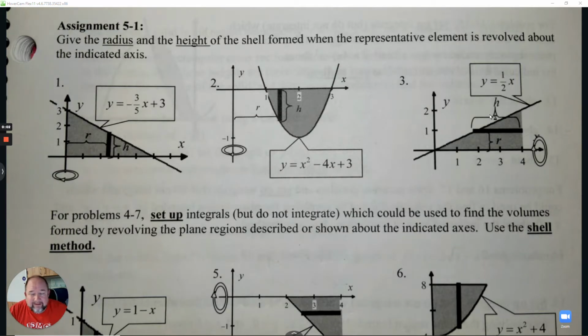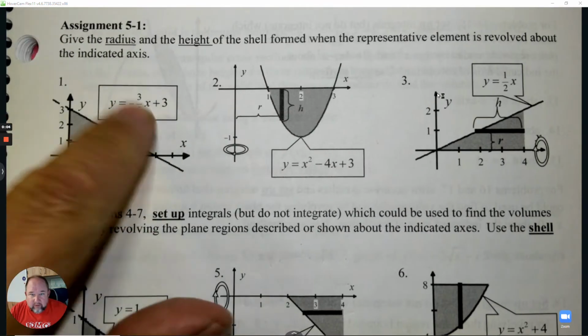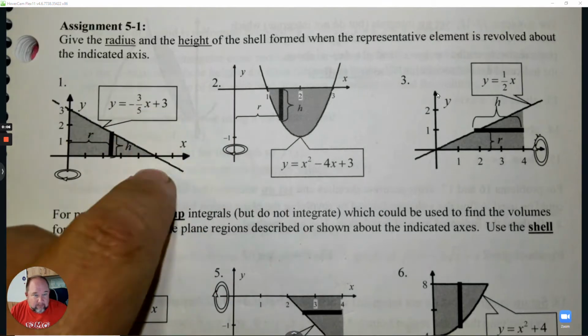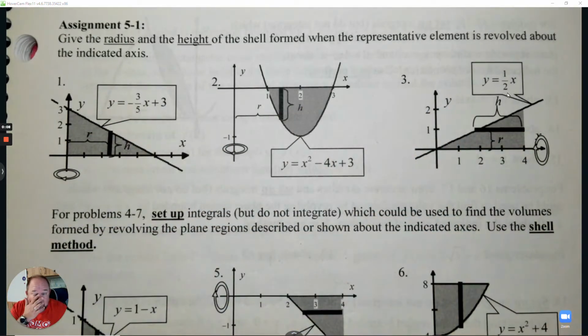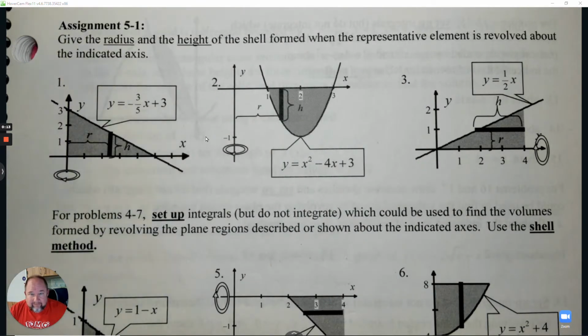Assignment 5-1, question number 1. You need to write it down, and then I'm going to answer right in the book, but you need to write it down and answer it on your page. So this has to do with shells to be able to find the volume.